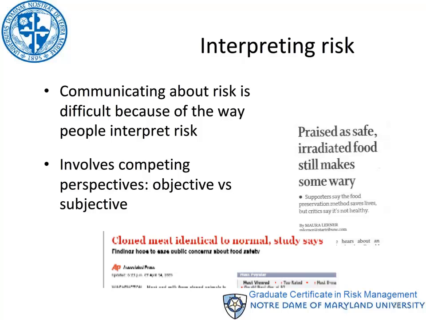So take a minute to think about what are some of the contemporary issues that you get involved with that represent these competing perspectives. When it comes to food, there are many examples: irradiated food, cloned meat and milk products, organic foods, water fluoridation, pesticides, imported foods, trans fats. All of these have very objective dimensions of risk, but there are some very subjective reactions to these issues as well.